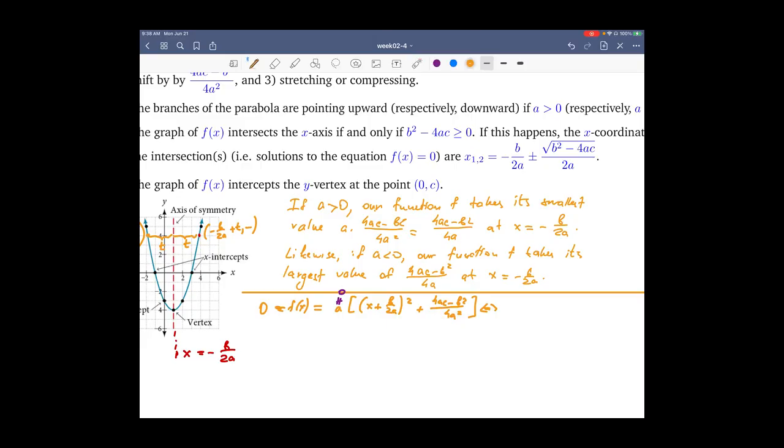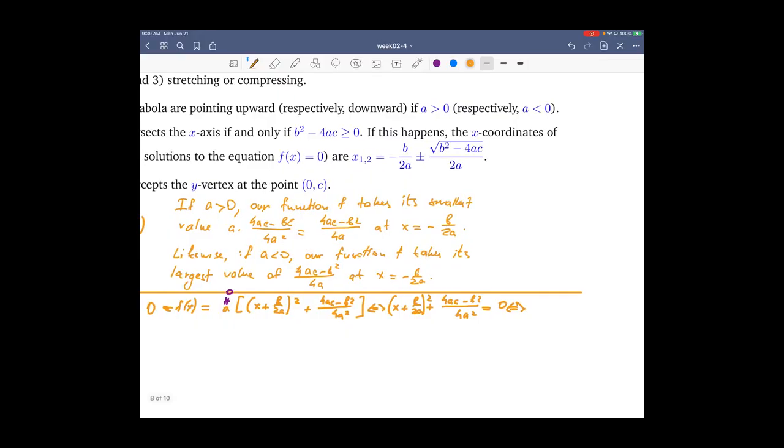So we get x plus b over 2a, squared, plus (4ac minus b squared) over 4a squared, equals 0. And this in turn is equivalent to x plus b over 2a squared being equal to (b squared minus 4ac) over 4a squared.